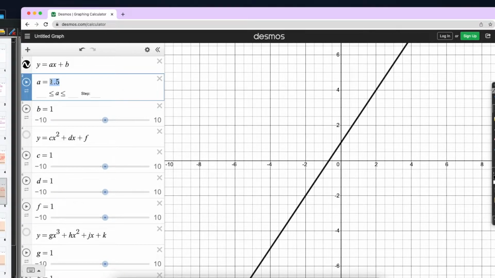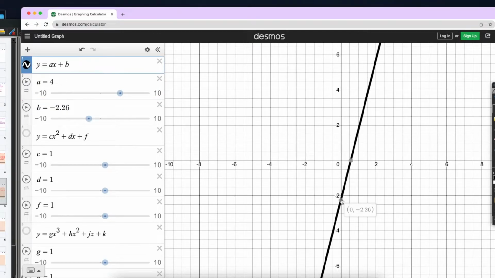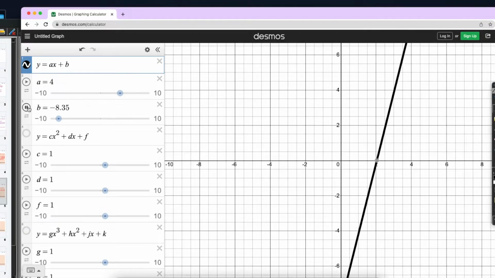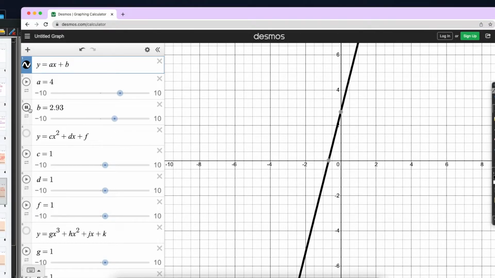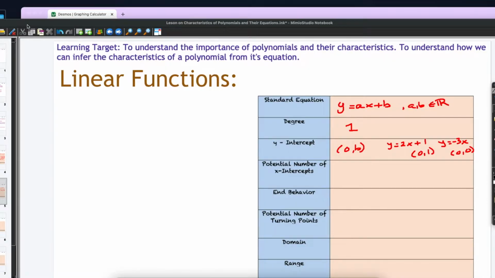So if we just fix this as a positive function for a second, we'll make the slope 4, and we look at what b does. I was hoping it would show you it changing, but rest assured, whatever I set b to, in this case it's 3.77, that ends up giving me my y-intercept, okay? Now, the other thing is, because this thing has opposite corner end behaviors, it will always have an x-intercept. So if we come back to our table, and we look at the potential number of x-intercepts, there's no potential about it. A linear function will always have one x-intercept, okay?